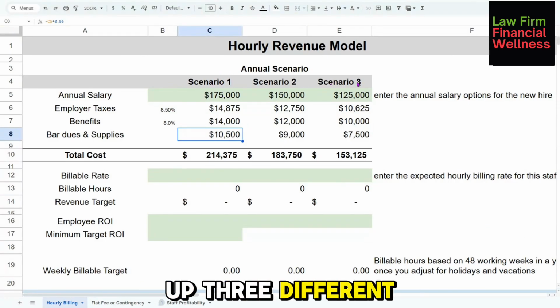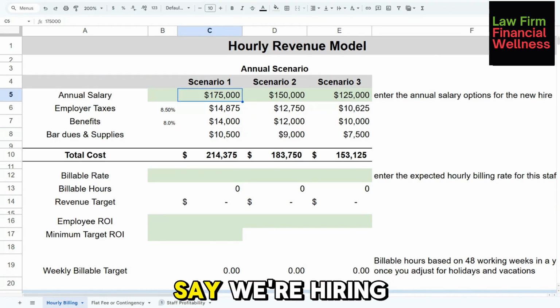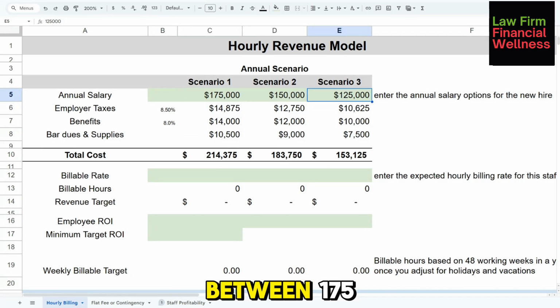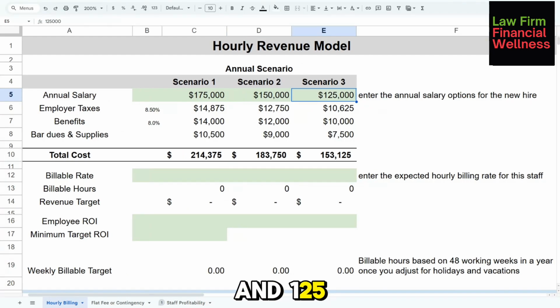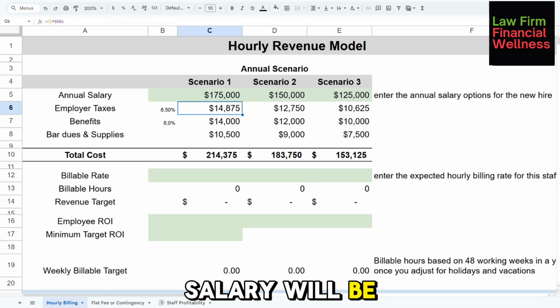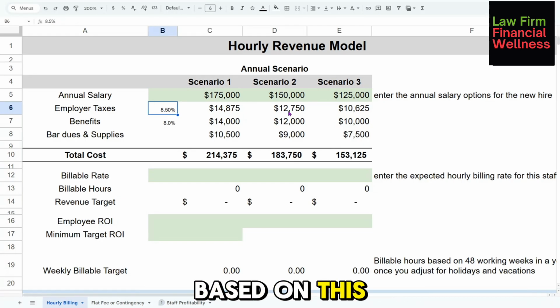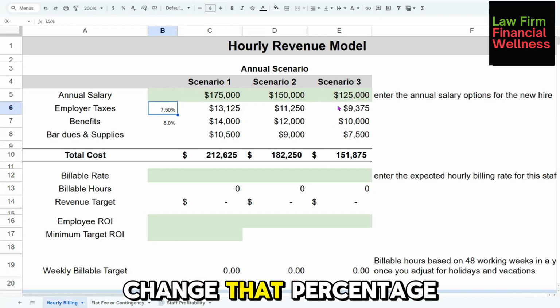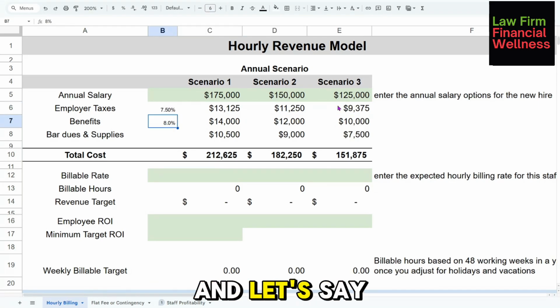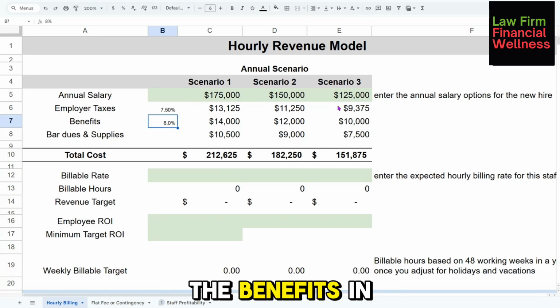We've set up 3 different scenarios in this calculator so you can see it on a scale. Let's say we're hiring an attorney and their annual salary is going to be between 175 and 125. You plug in what the annual salary will be. The employer portion of payroll taxes is calculated based on this rate. If this ends up being lower, you can always change that percentage and you see these numbers change. And let's say you're not going to offer benefits, but let's leave the benefits in there for now.